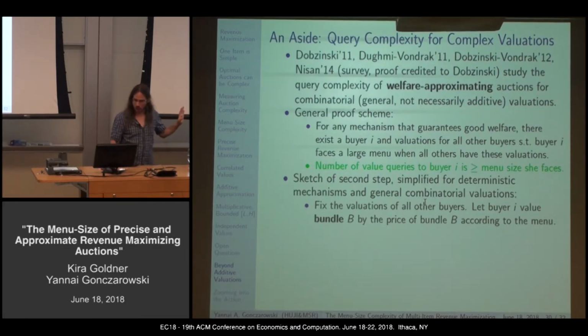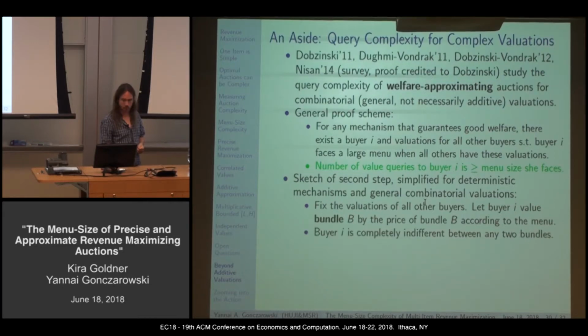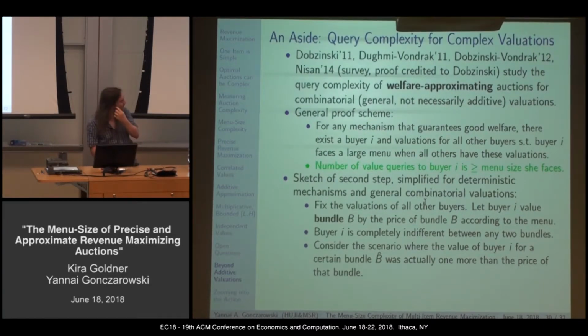So buyer I is completely indifferent between everything, right? Because he values each outcome by how much he has to pay for that outcome. Okay, with me? So he's completely indifferent between any 2 menu rows. But now consider what happens if we kept this same valuation, but only increased his valuation for a single bundle by a little bit, by $1.